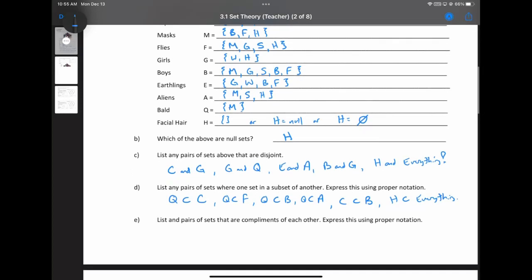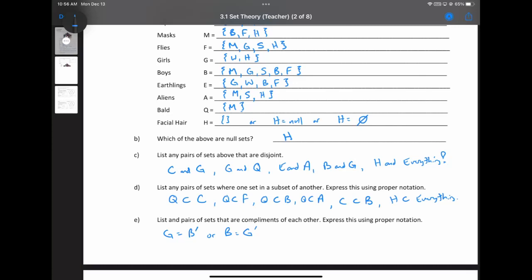Anyway, so in this particular set, boys and girls are complements of each other. So what I can write down is girls are boys not, or boys complement. That would be the proper notation. Or I could write down boys equals girls complement, which is just saying that the complement of one is equal to the other.